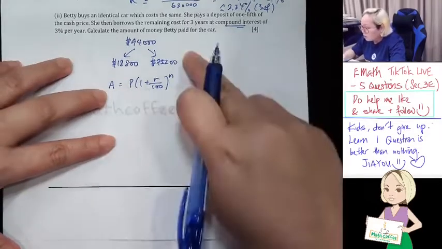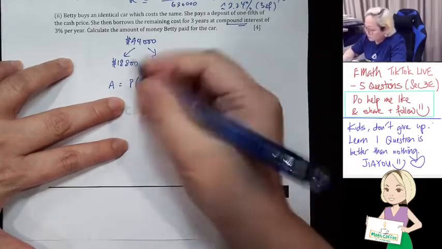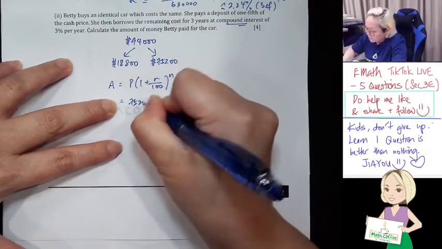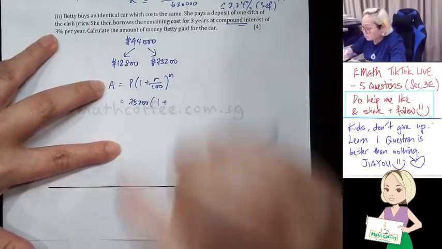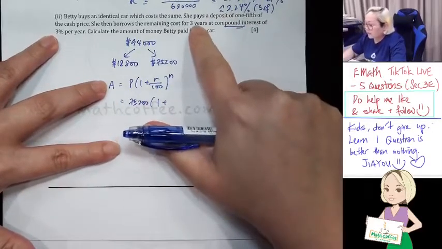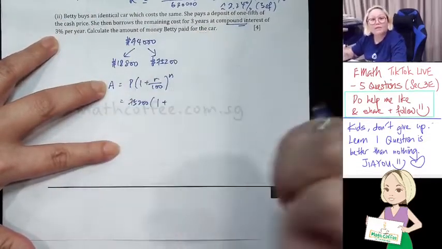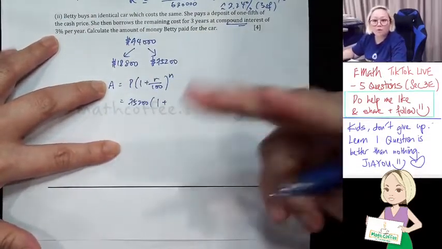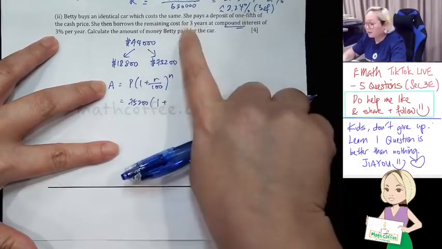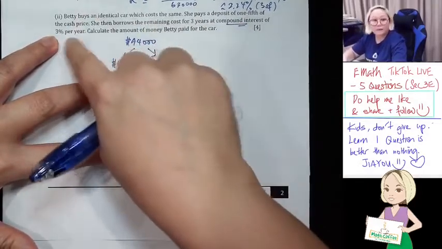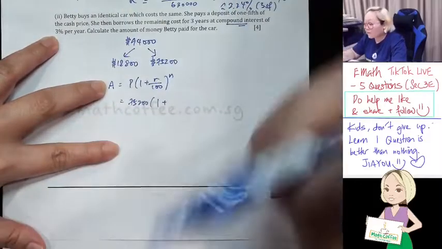So for compound, you've got to use this one. So I'm going to borrow 75,200, so I'm going to put in 75,200 times 1 plus. The R and the N, you need to know. First, it said 3%, but I need to know whether this is compound yearly, compound monthly, or compound quarterly. Over here it did not mention anything. It only mentioned 3 years compound interest of 3% per year. By default, compound yearly.